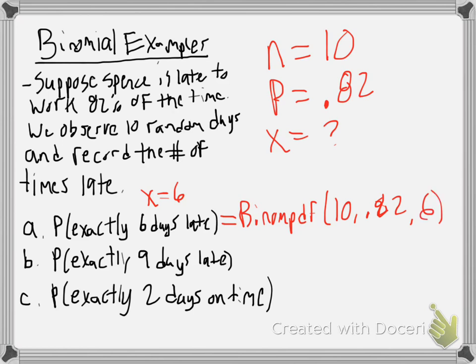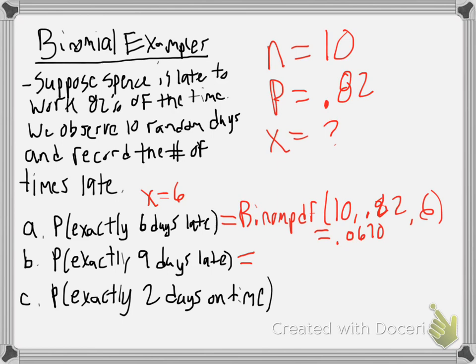You plug that into your calculator. Let me do it quickly. Binompdf of 10, 0.82, 6. Enter, and we get 0.0670. About a 6.7% chance that I'll show up exactly 6 days late.